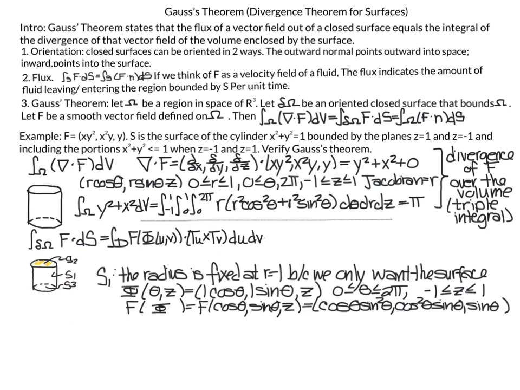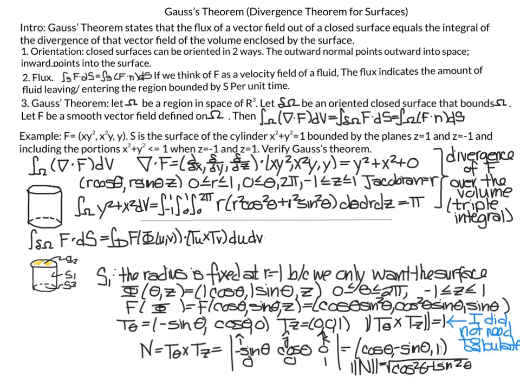Once I have my parameterization, I can do my f composed of my parameterization. So f composed of cosine theta, sine theta, and z. So I need to find my f, which is over here. So it's x y squared. So my x and y squared, so I have cosine theta and sine squared theta. Then I have x squared y, so that will be cosine theta squared, and y would be sine theta, and then y is at the end.